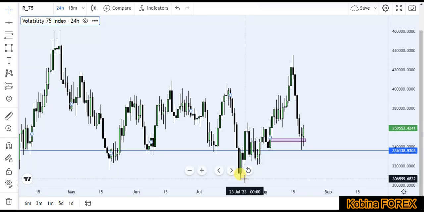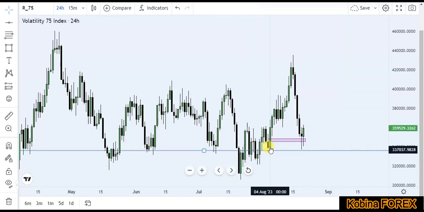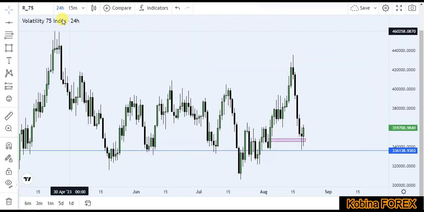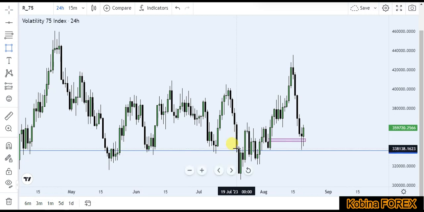Should price target this low, then we look for a downward movement. But as it stands now, we have some bullish movement. Price has traded into this area, and last time I showed you that there was a fair value gap beside this H4 fair value gap. There's another fair value gap resting in here. Let me quickly show you that fair value gap.